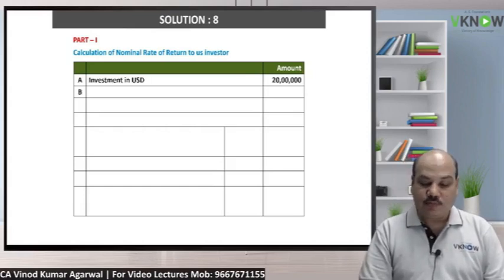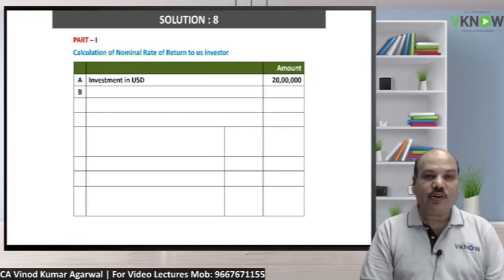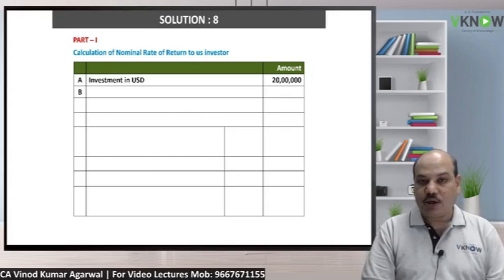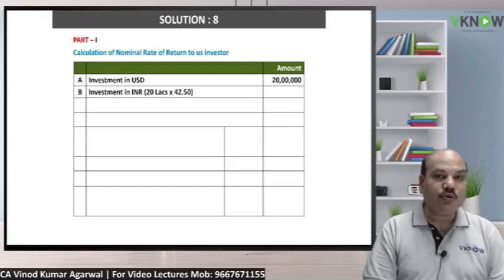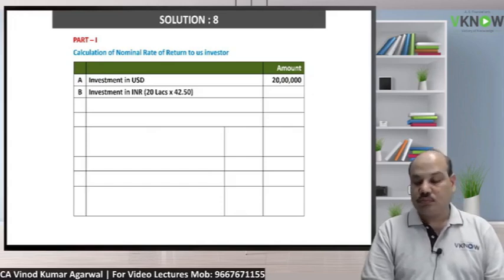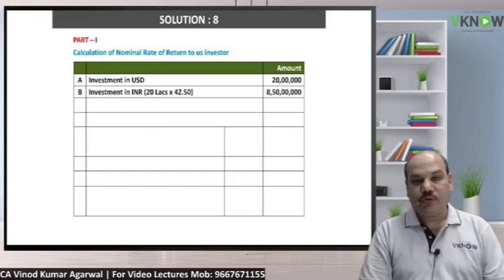Right hand side amount. First point A, investment in USD. Given in the question, first paragraph, 20 lakh dollar. And what I'll do, I'll convert into rupees by applying the buying rate on that date. So write down investment in INR, 20 lakhs into 42.50. Give me the answer. 20 lakh into 42.50. It is 8 crore 50 lakh.